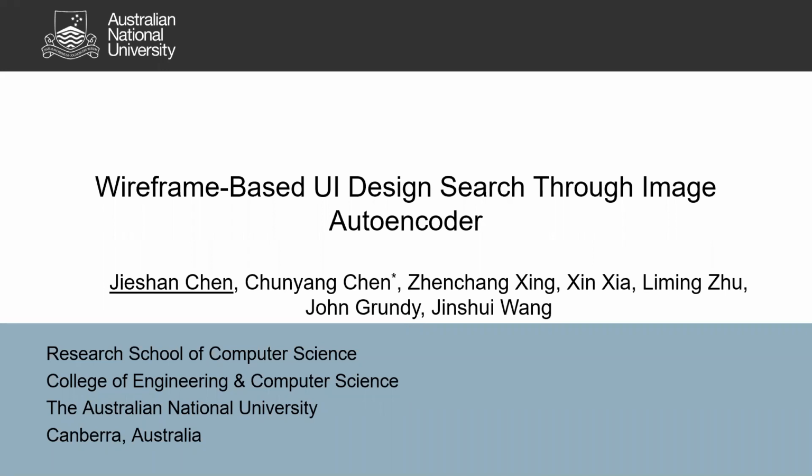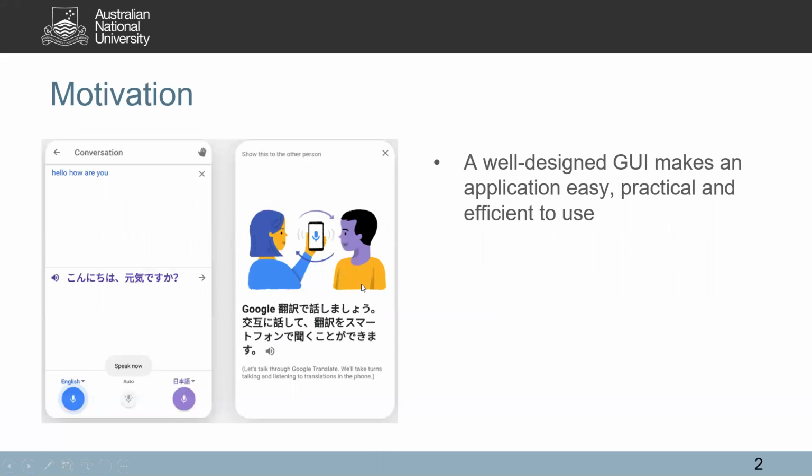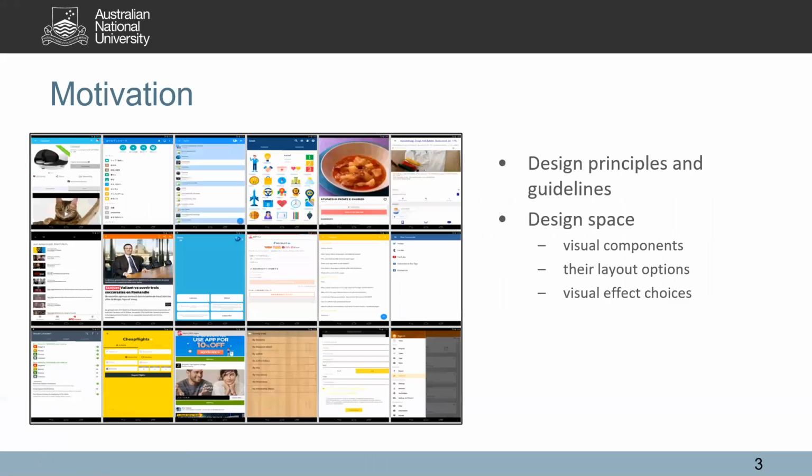Today I will present our paper, Wireframe-based UI design search through image autoencoder. A well-designed GUI will make the application easy, practical, and efficient to use. It could distinguish an application from competitors, attract user downloads, reduce users' complaints, and retain users.